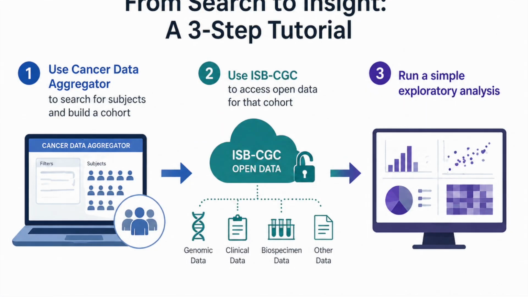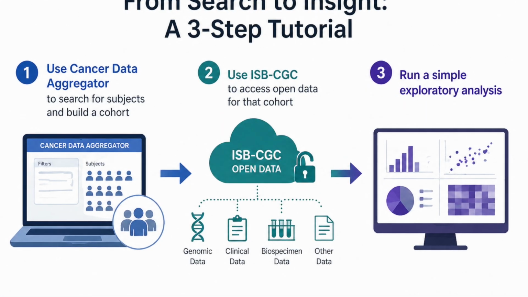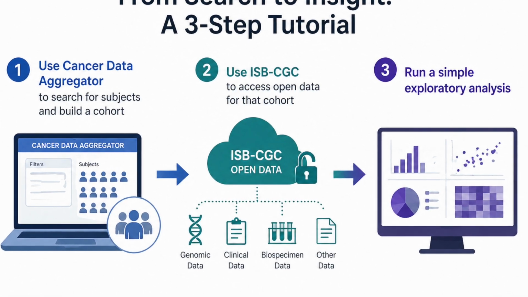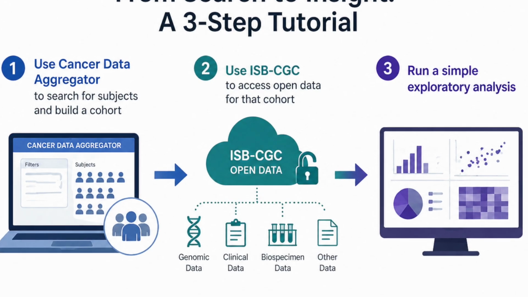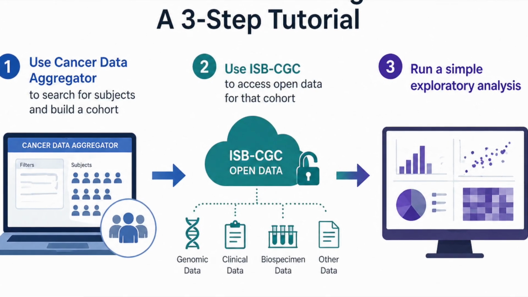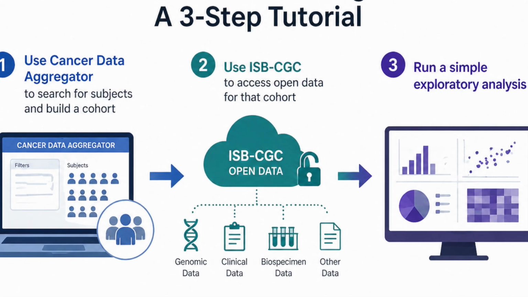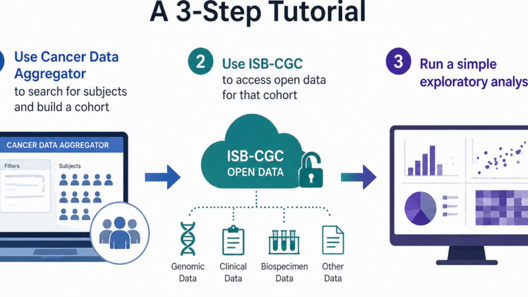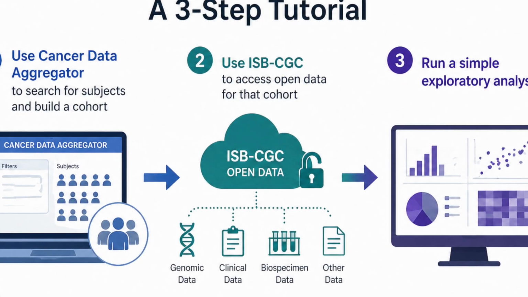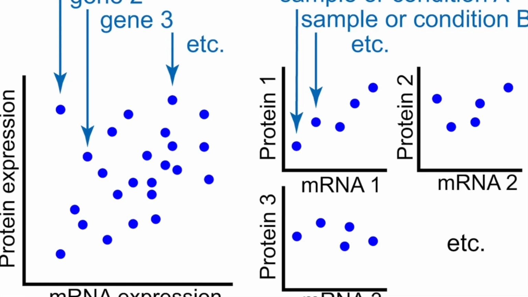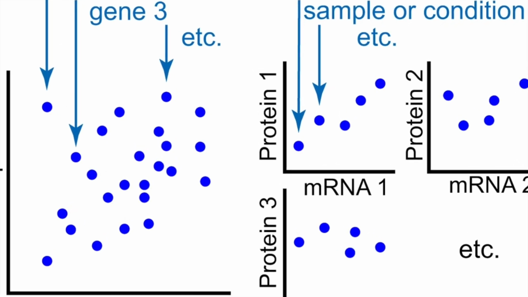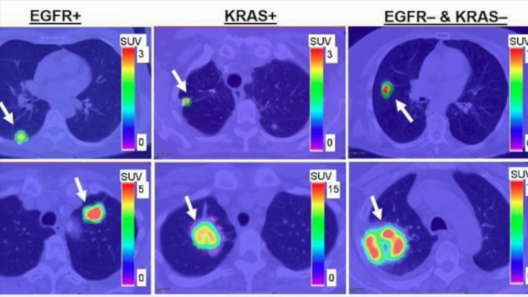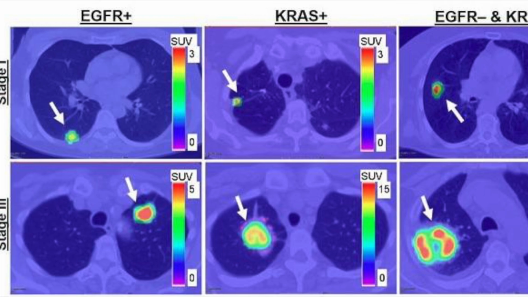So in the last few minutes, we have used CDA to find a large cohort of subjects that have overlapping data from imaging, proteomics, and genomics. And then we have used those to query against the ISB-CGC, which has real data for some of these subjects. And we've used that data to do some initial exploratory analysis. At this point, you could start asking real questions, like how gene expression relates to the protein abundance, or how mutations affect both. Or you could bring in the imaging data and see what correlations are there.